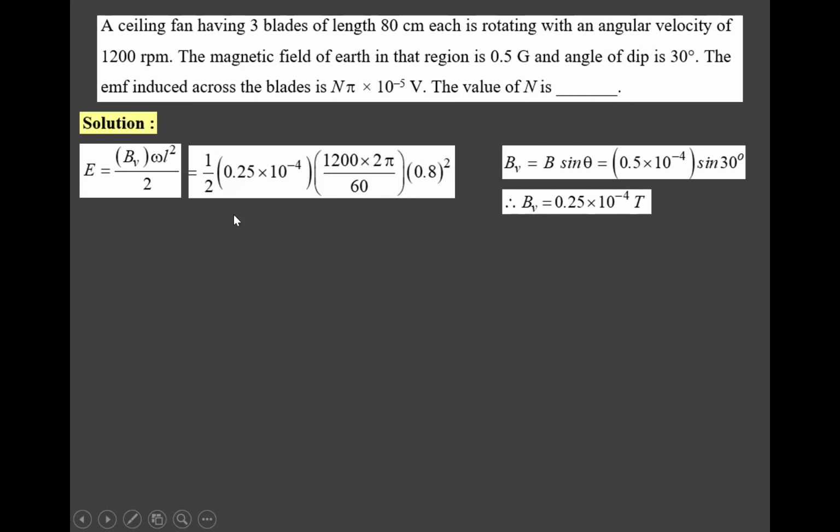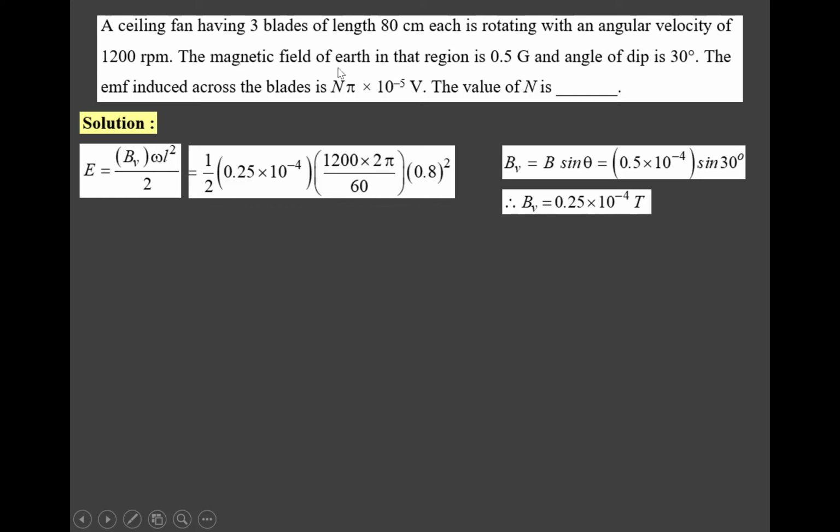So here substitute all the values. See here, this half BV 0.25 into 10 raised to minus 4 omega, that is 1200 revolution per minute. So 1200, one revolution, that is 2 pi radian, and per minute, so per second we can write here, divide this one by 60. 80 centimeter, that is 0.8 meter, and square of that.